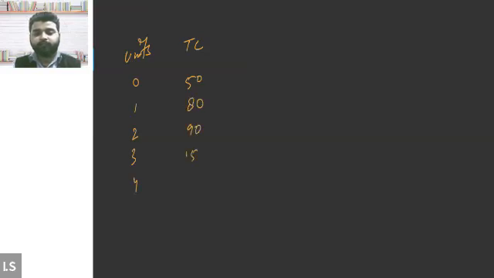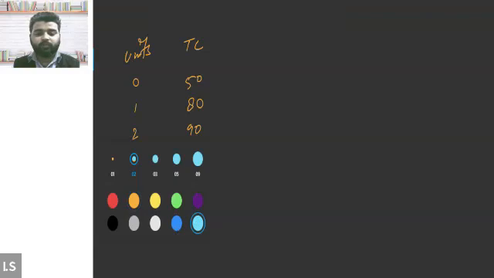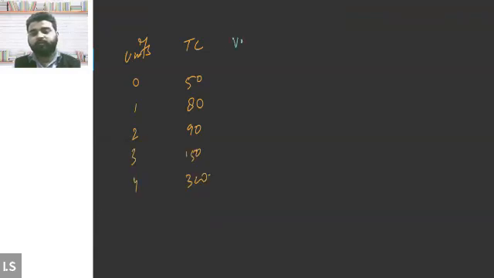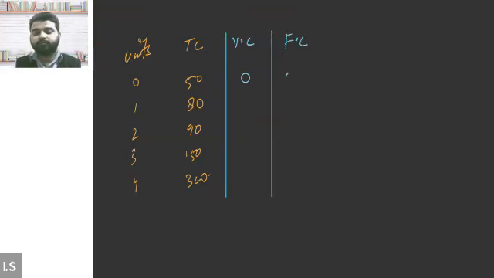Okay, so let's suppose these are the units 0, 1, 2, 3, 4, and suppose I have given you total cost of 50, then 80, then 90, then 150, and 300, like this. Now tell me, at 0 unit, what will be my variable cost? So it will be 0, definitely. And what will be my fixed cost? I don't know how to calculate fixed cost. We are not sure about this.